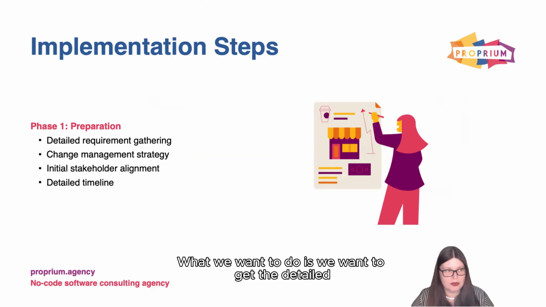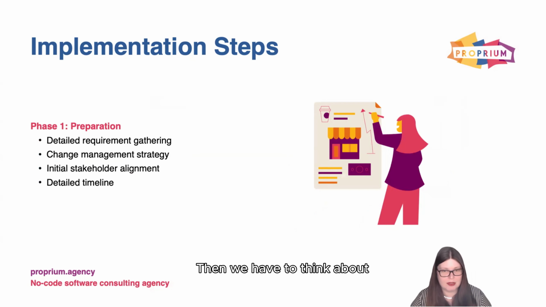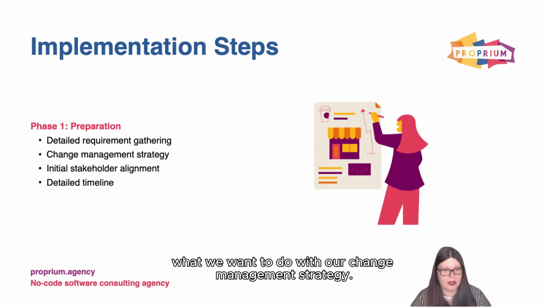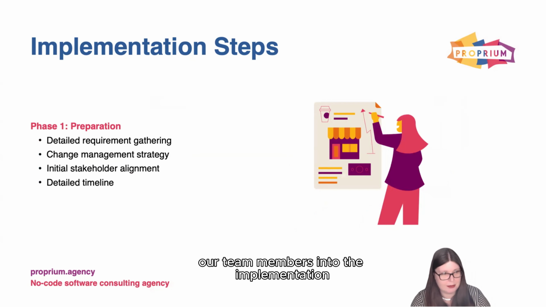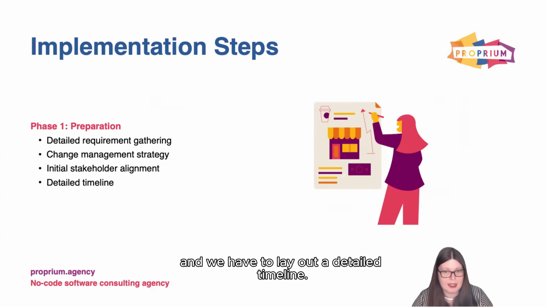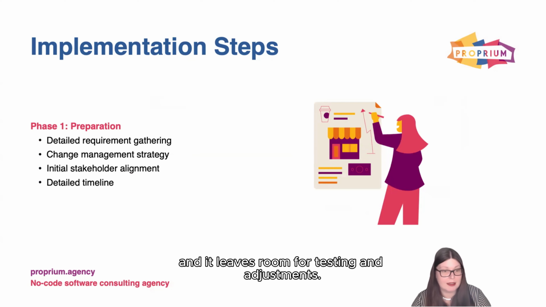So what we want to do is get the detailed requirement gathering that we prepared prior to choosing the software. Then we have to think about our change management strategy. We have to be able to enroll the first group of our team members into the implementation, and we have to lay out a detailed timeline. This will ensure that our software is fully operational and it leaves room for testing and adjustments.